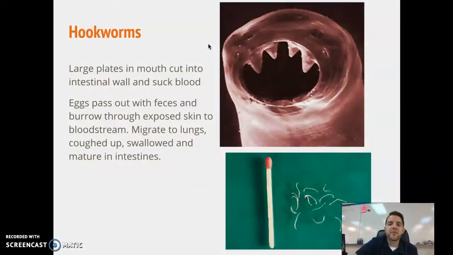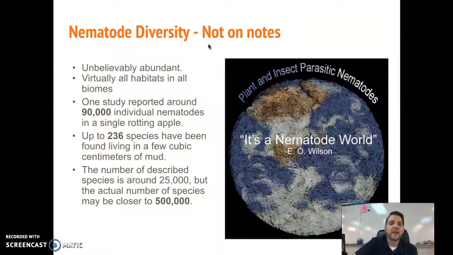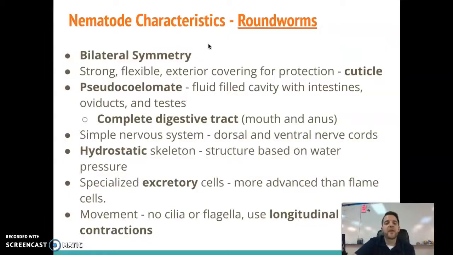Going back to the beginning, we want to hit on the big stuff for nematodes. They are the first group that are pseudocoelomates. They have a complete digestive tract and a simple nervous system. Go ahead and answer the questions you have in your packet, and I will see you next class. We're going to be trying to do an activity with nematodes, so get excited. Not pinworms, don't worry. Okay, bye.